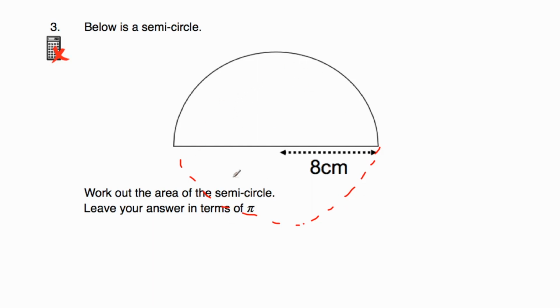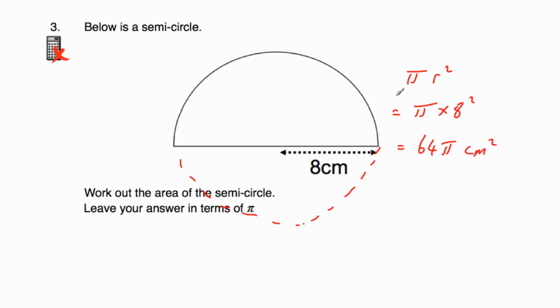And we want to find the area of this whole circle and then halve it to find the area of the semicircle. So for the whole circle, we're going to use pi r squared. The radius is 8, so pi times 8 squared. That's a non-calculator question, so 8 squared is equal to 64, so we've got 64 times pi, or pi times 64, so that'd be 64 pi centimeters squared.